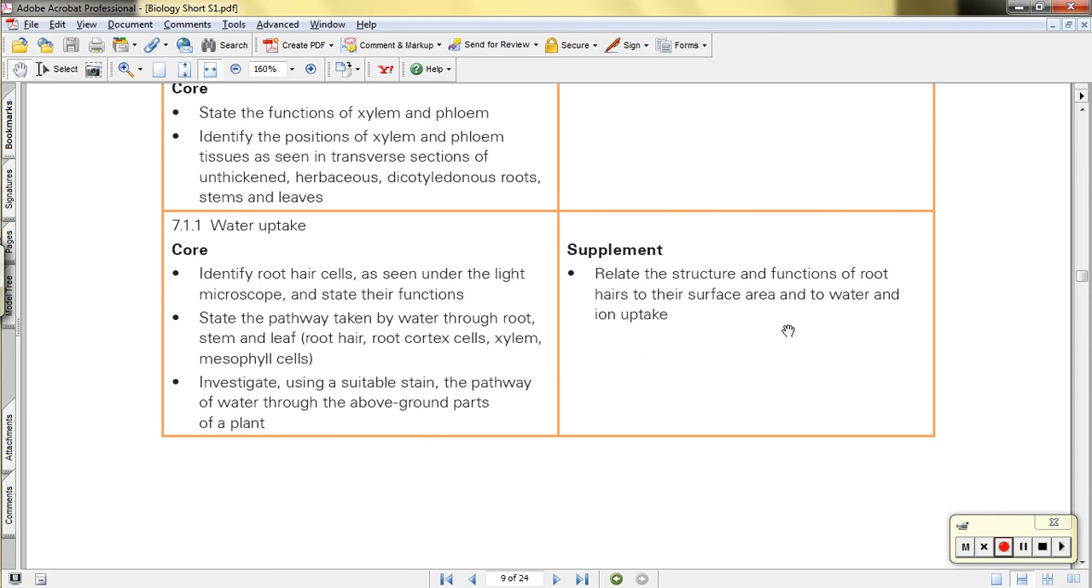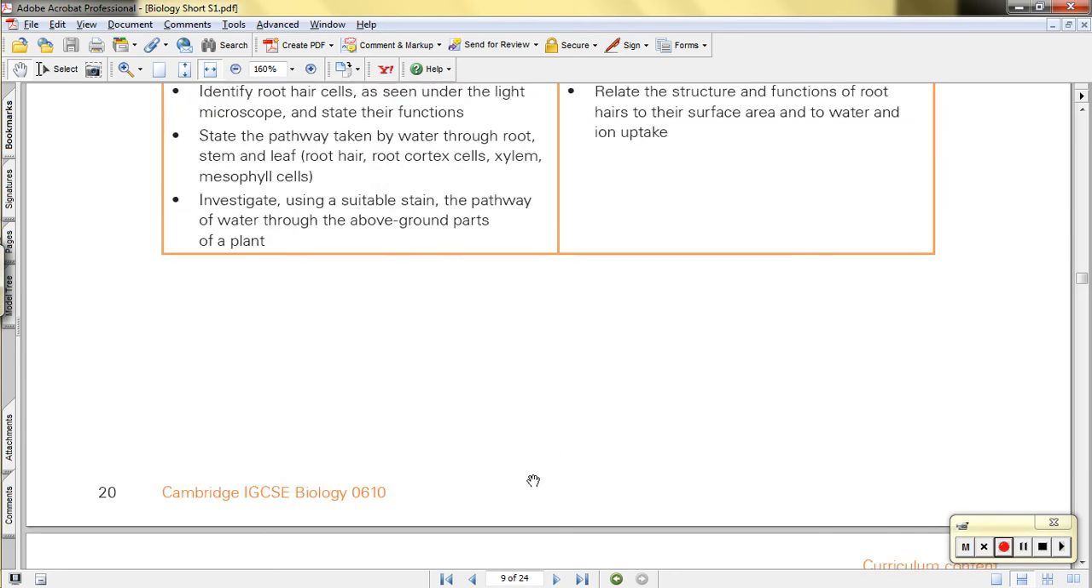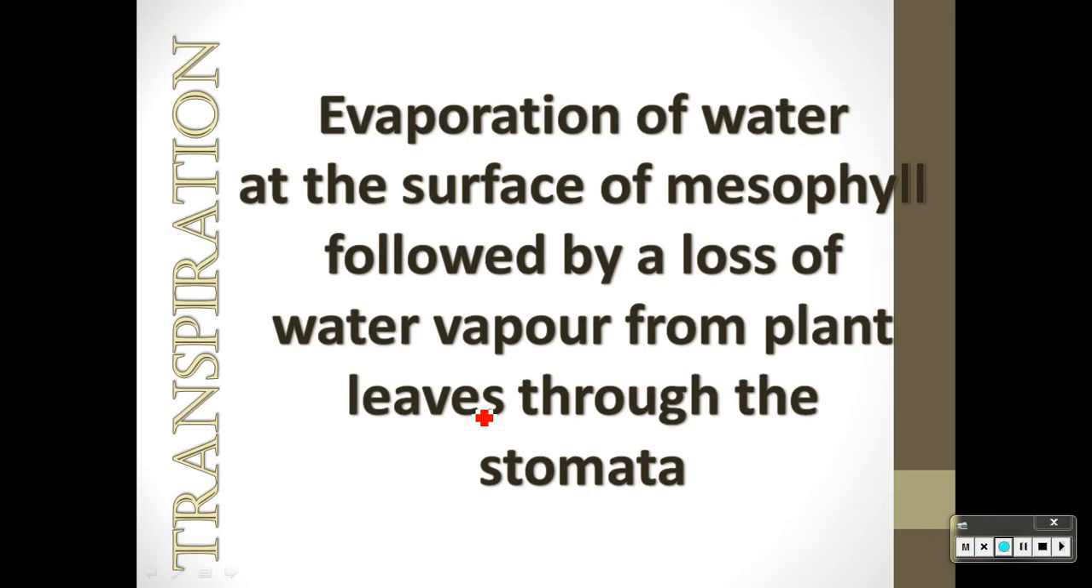Why are root hair cells so good at the job of picking up water? Because they have that long appendage. We covered that. So transpiration. We actually know what transpiration is, we just don't realize that we know it. Transpiration is when water is lost out of a plant through the leaves.